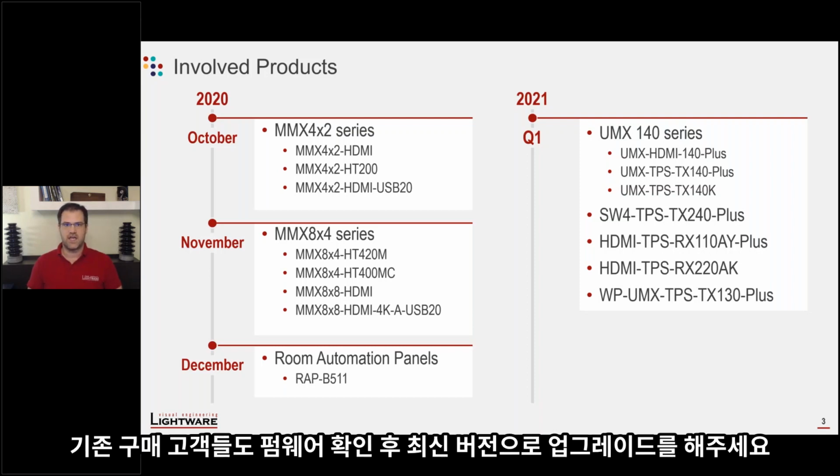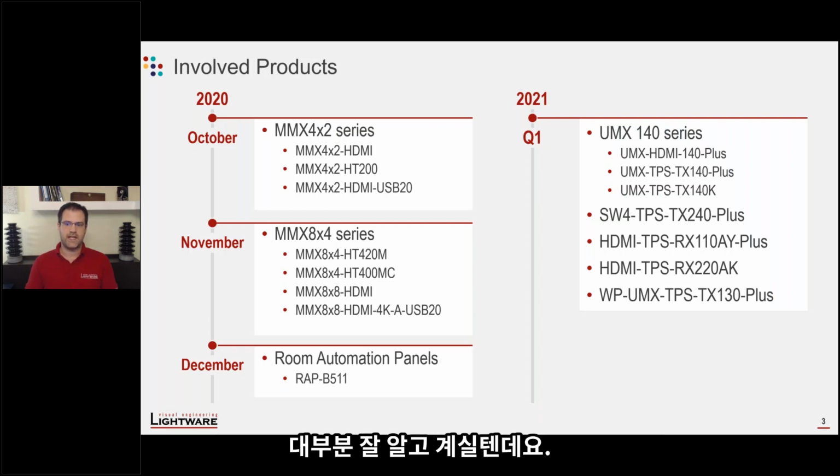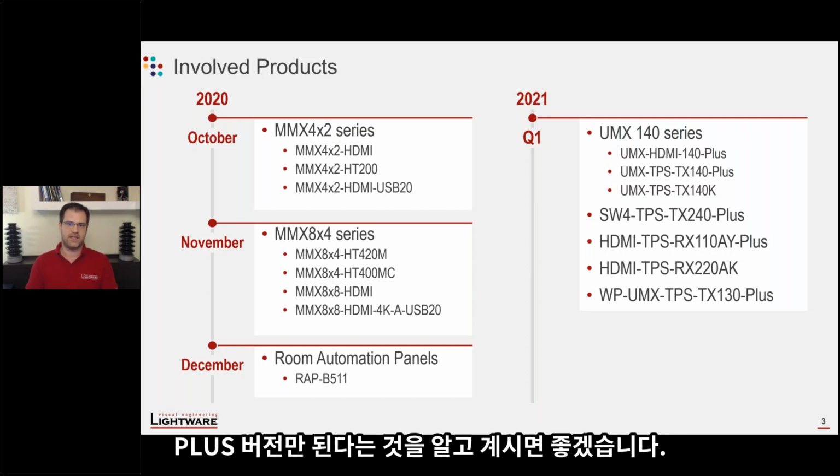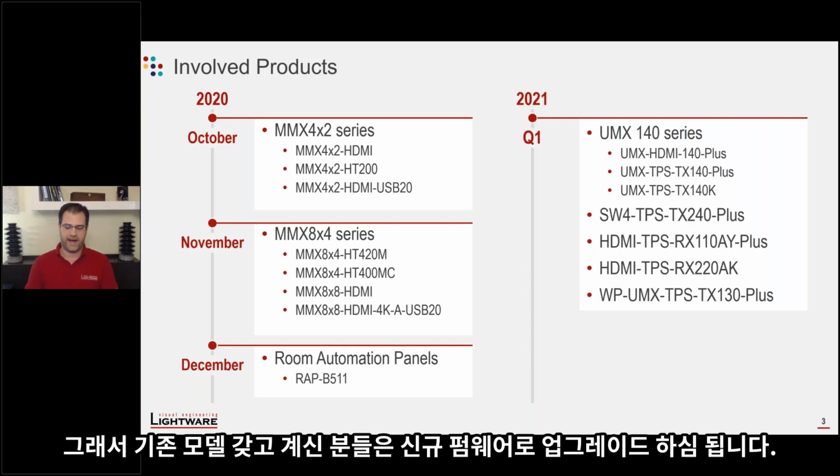140 series, even the SW4, HDMI TPS receivers, and also the wall plate UMX transmitter. Maybe it's worth highlighting that the firmware upgrade will be available only for the Plus series of these products. So you may know that, for example, the UMX TPS TX has a Plus and a non-Plus version. So these additional features will be available in the Plus versions. However, for the MMX and for the room automation panel, there is no differentiation, so all the products are just getting the feature pack.